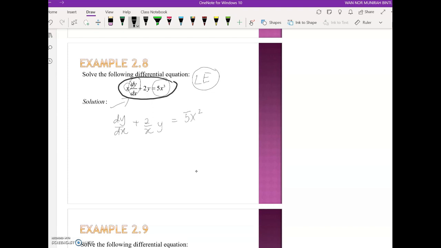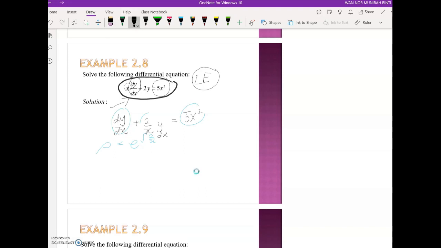Next, we need to find our integrating factor. The integrating factor is given by rho equals exponent of the integral of p. So what is your p? This one is dy dx plus p y equals q, so our p is 2 over x. You just put p and then integrate with respect to x.